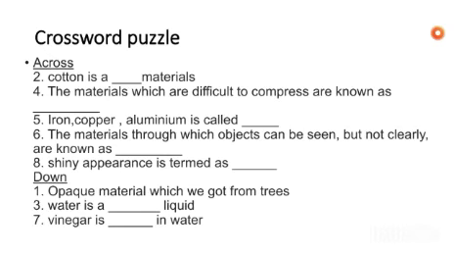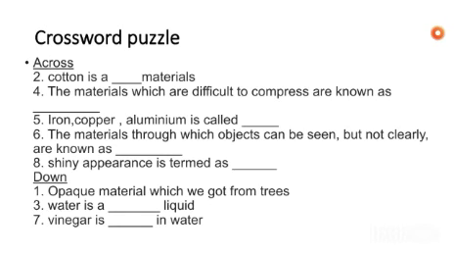Across and down. So the first question is, cotton is a dash material, where there is number 2. Now tell me, what is cotton? Which type of material is it? Come on, think on it. Across we have horizontally. Across is the horizontal arrangement. So the materials which are difficult to compress, what are they known as, children? Come on, quickly try. Scratch your heads and remember what it is called.